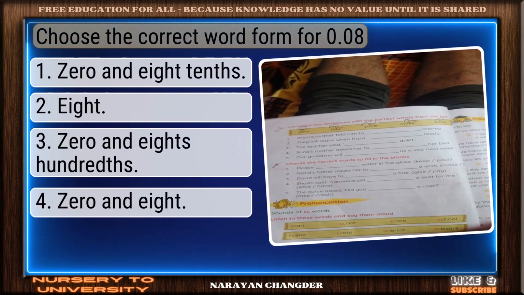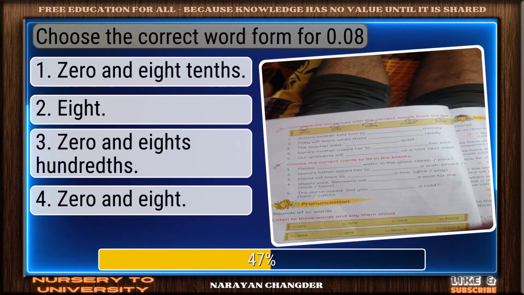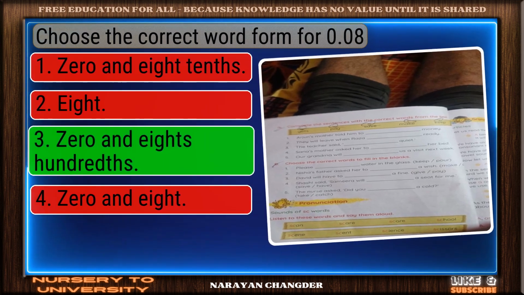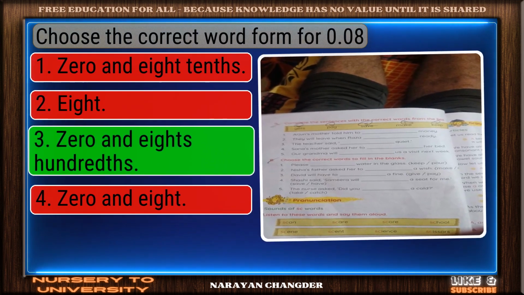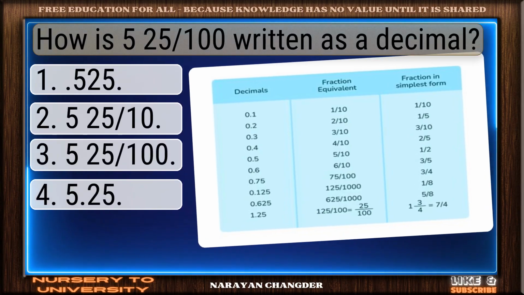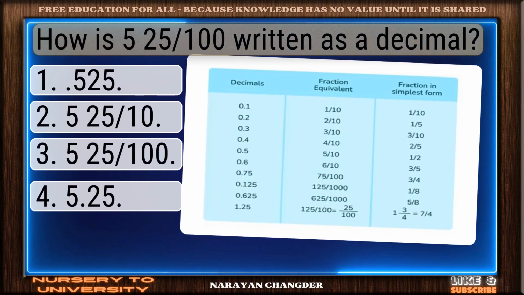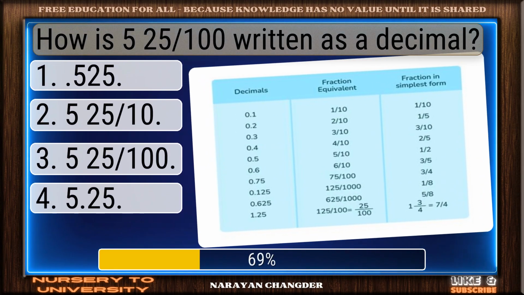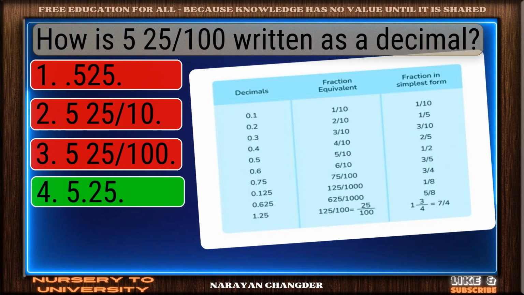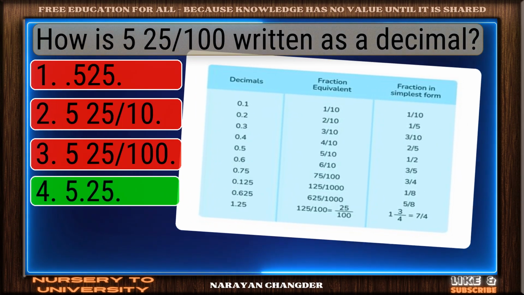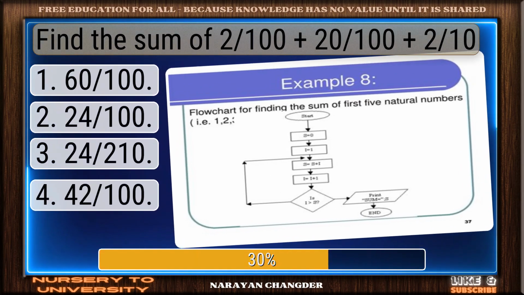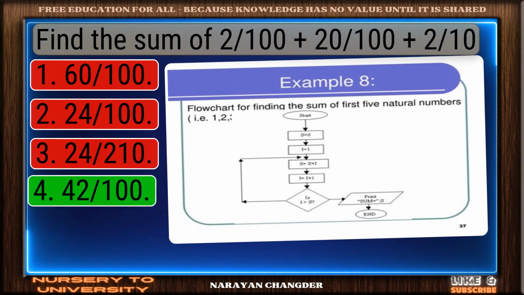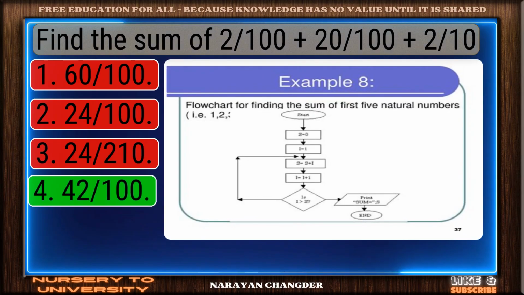Choose the correct word form for 0.08. Right again. 0 and 8 hundredths is a valid answer. How is 52500 written as a decimal? Great thinking. 5.25 is the right choice. Find the sum of 2 to the 100 plus 20 by 100 plus 2 to the 10. 4 to the 100 is the correct choice.